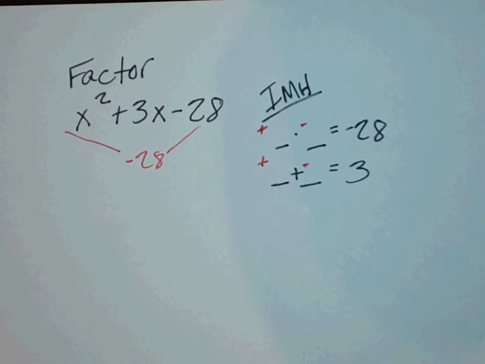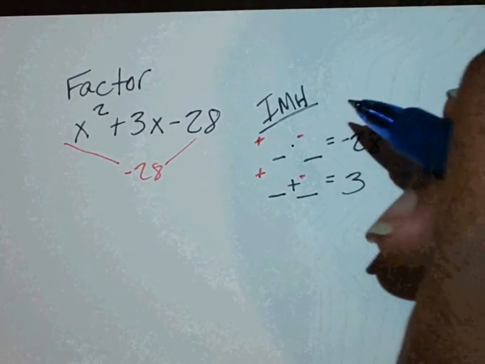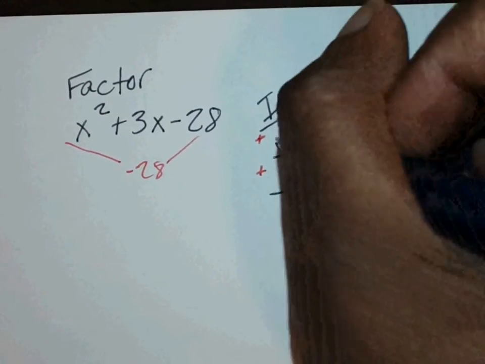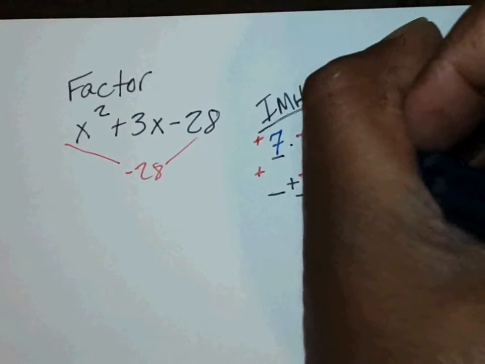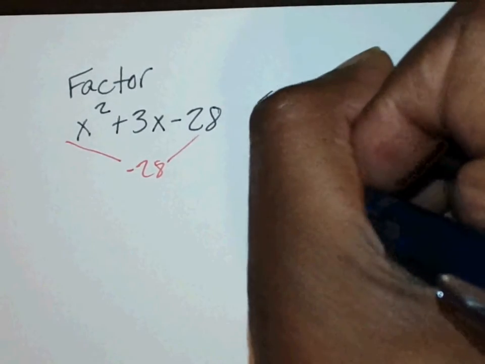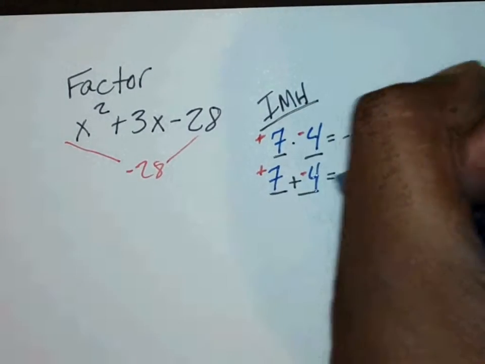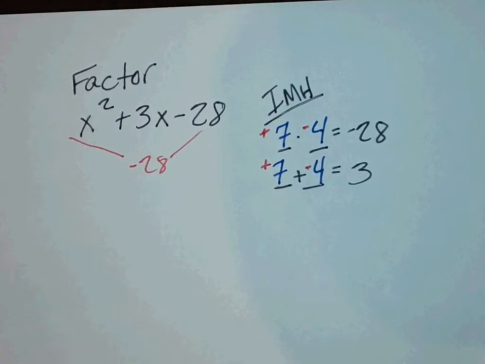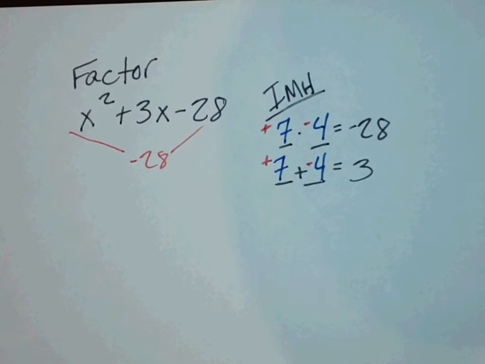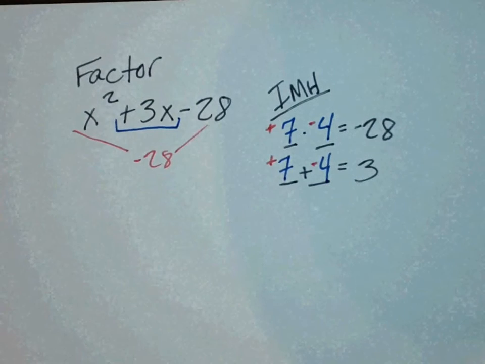Seven times 4? Yep, 7 times 4. So my larger number is going to be positive. So I have positive 7 times negative 4. That would get me negative 28. And then I have positive 7 plus negative 4. So that's really 7 minus 4. And that gives me 3. So I'm good. Alright, so I found my numbers. What am I going to do with those numbers? I'm going to rewrite my middle term using those numbers.